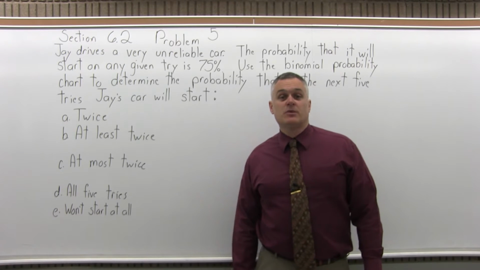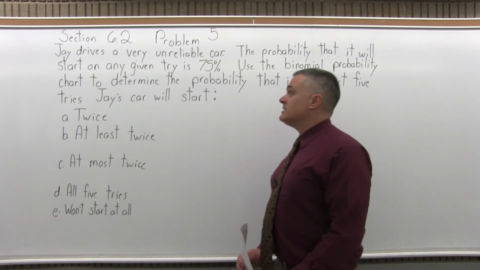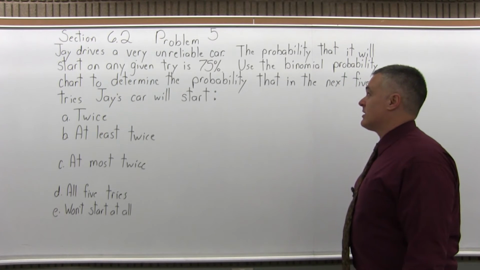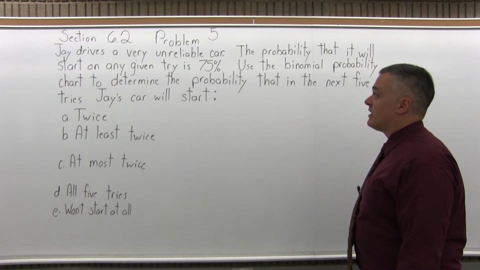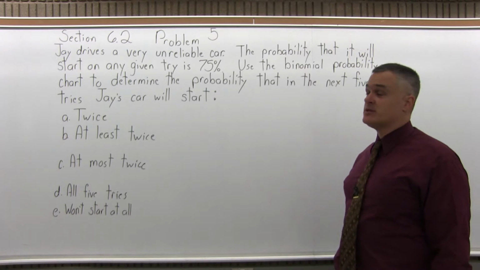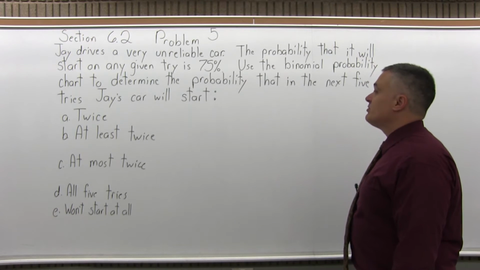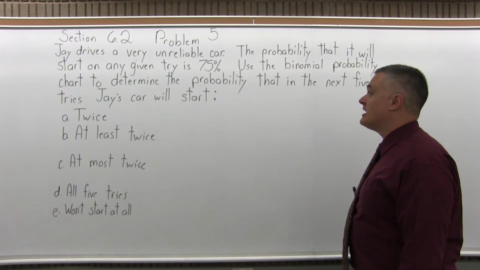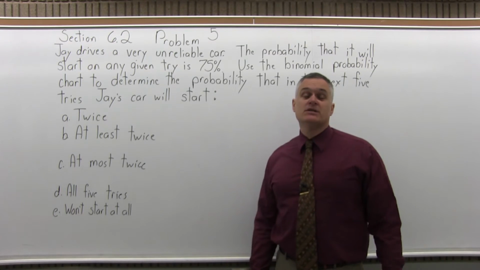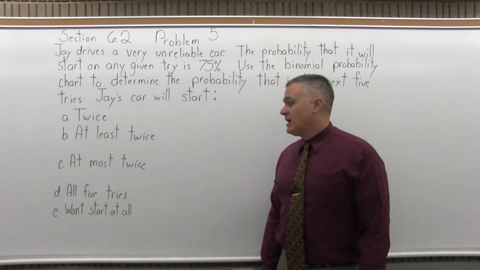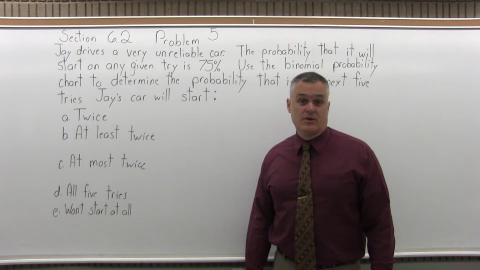This is Section 6.2, Problem number 5. It says J drives a very unreliable car. The probability that it will start on any given try is 75%. Use the binomial probability chart to determine the probability that in the next 5 tries, J's car will start twice, at least twice, at most twice. Start all 5 times and it won't start at all.